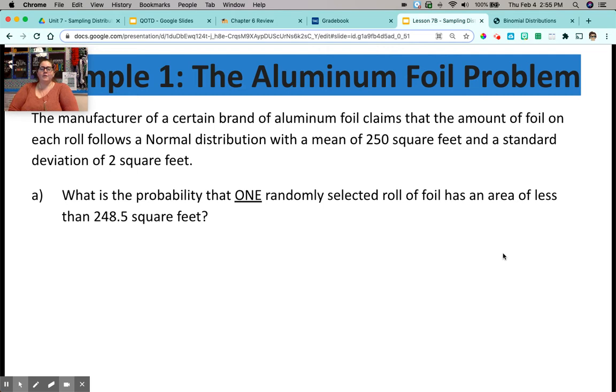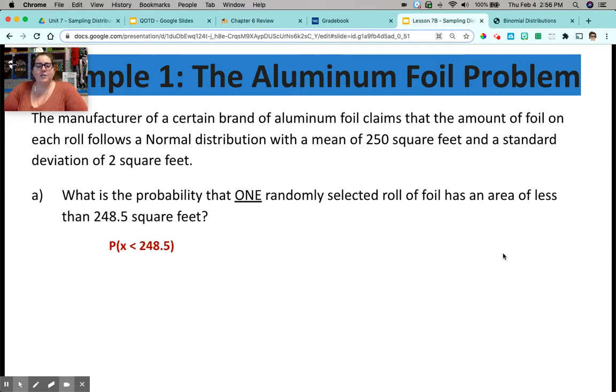Basically, this one is really simple because it's just dealing with one. We're not talking about a sample. We're not talking about a sample statistic. We're really just dealing with one roll of foil out of the entire population of rolls of foil. This is something we can do with just a regular old normal model like we did back in Unit 4, whenever it is we learned that last semester.